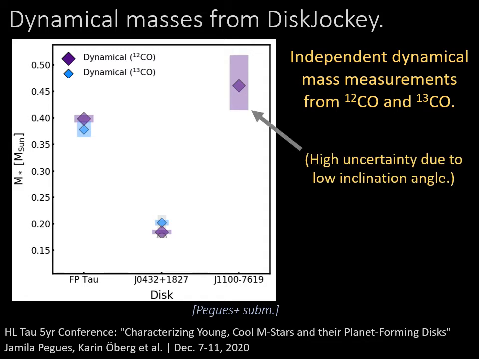For the third system, J1100, we actually had really high uncertainties on the stellar mass, simply because of the disk's low inclination angle. And for these dynamical mass measurements, the stellar mass is actually highly correlated with inclination angle, so that a low angle naturally translates into high uncertainties. But hey, we do what we can with the data that we have, as always.